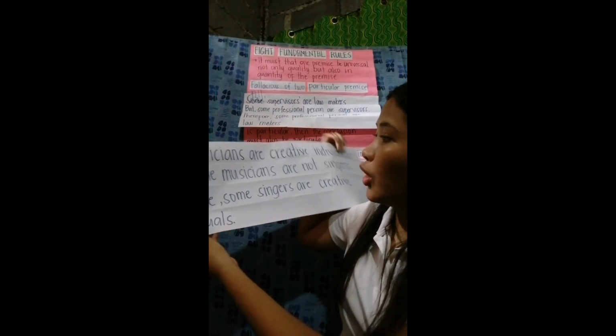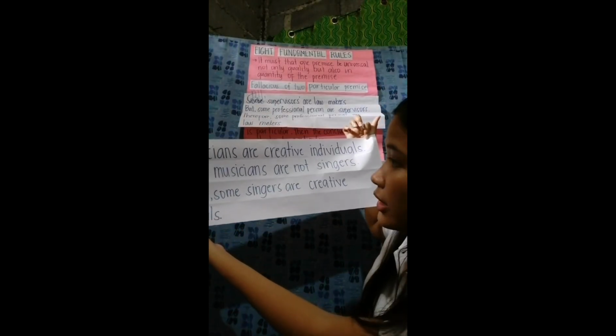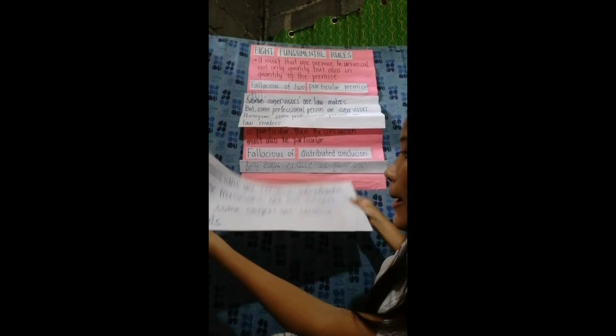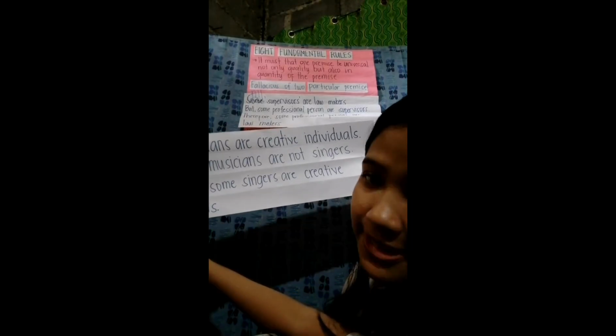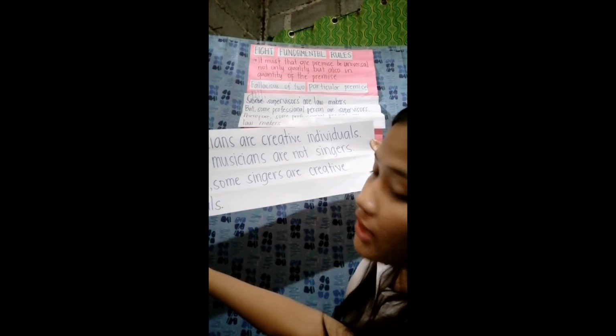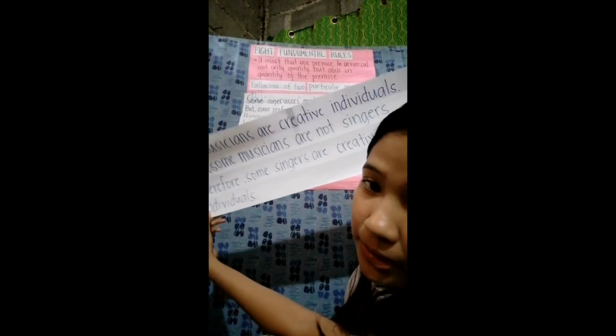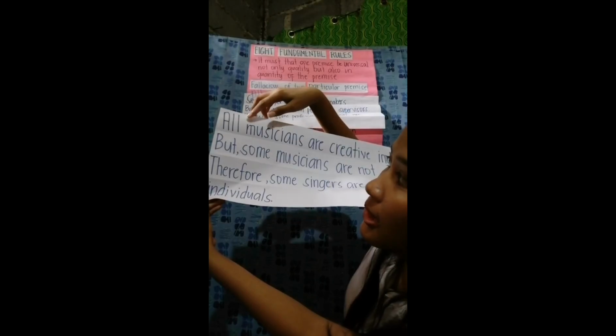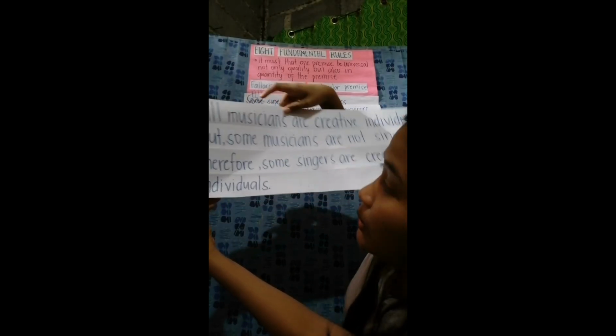So, another example is ito. All musicians are creative individuals. So, nagsisimula siya sa general. But some musicians are not singers. Therefore, some singers are creative individuals. Ito yung correct na example. Nagsisimula siya sa deductive, sa general to particular.